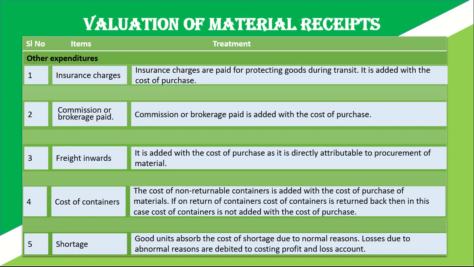Shortage in materials is treated as follows. Shortage due to normal reasons. Good units absorb the cost of shortage due to normal reasons. Losses due to breaking of bulk, evaporation, unavoidable conditions, etc. are the reasons of normal loss. Shortage due to abnormal reasons. Shortage arising due to abnormal reasons such as material mishandling, pilferage, or other avoidable reasons is not absorbed by the good units. Losses due to abnormal reasons are debited to costing profit and loss account.